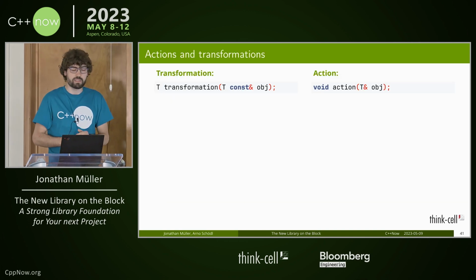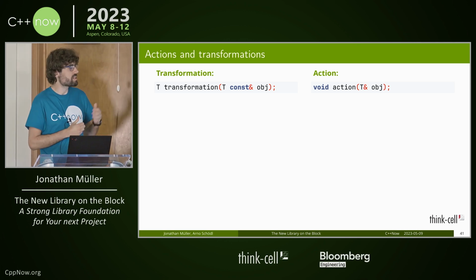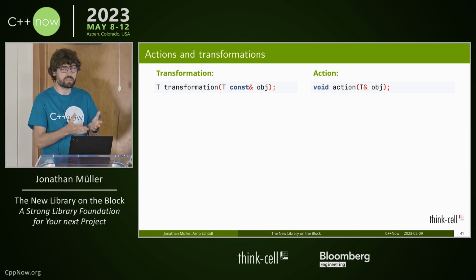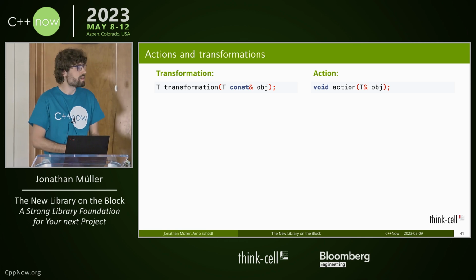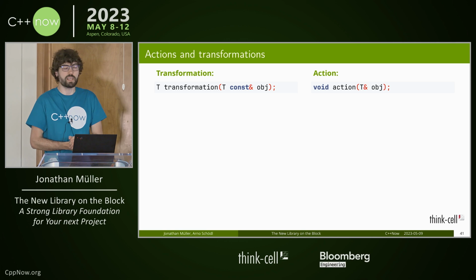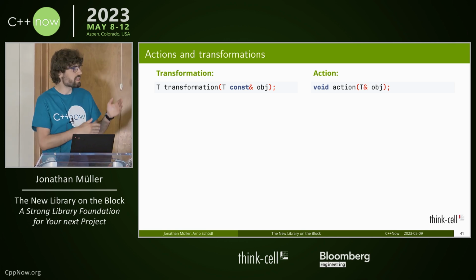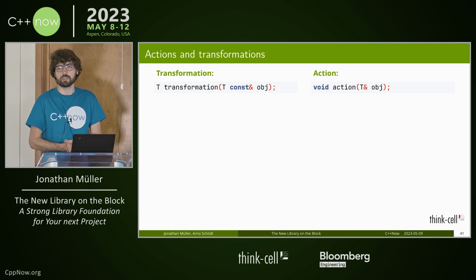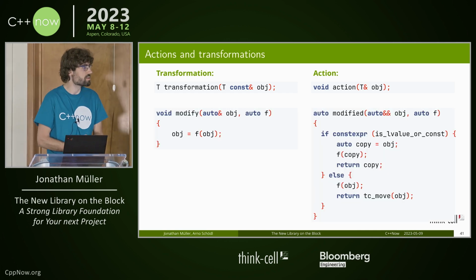If you've read Elements of Programming, the first chapter talks about transformations, which are functions which take an object and return some new value. And then at the very end of the chapter, they say that you can also write it as an action, which takes a reference and modifies it in place. And they are duals, right? Everything that's true for a transformation is also true for an action, and you can convert one into the other.